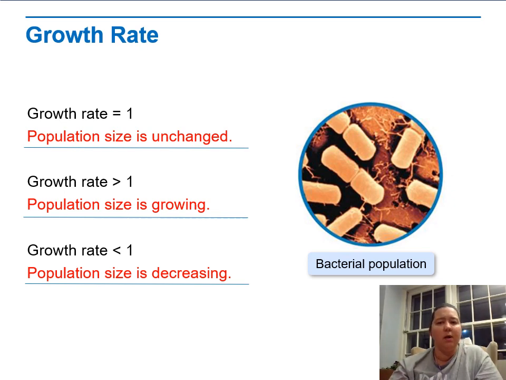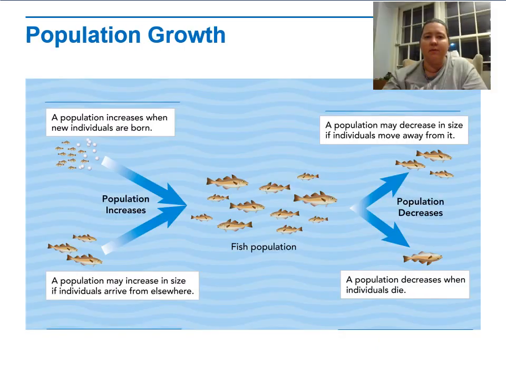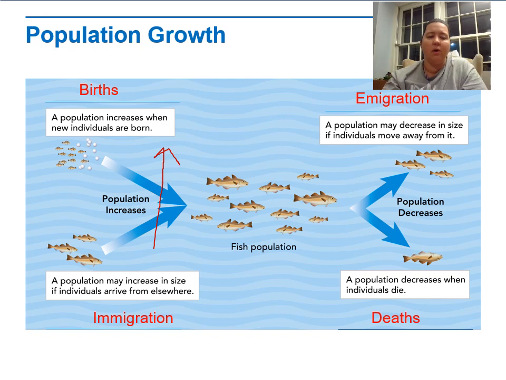There are 4 main ways that individuals can be added to or taken away from a population. So we have births here and immigration. Births is just individuals being born. Immigration is individuals coming into the population. These are both going to raise the population size. Okay? All right. And then we have ways that populations could decrease.